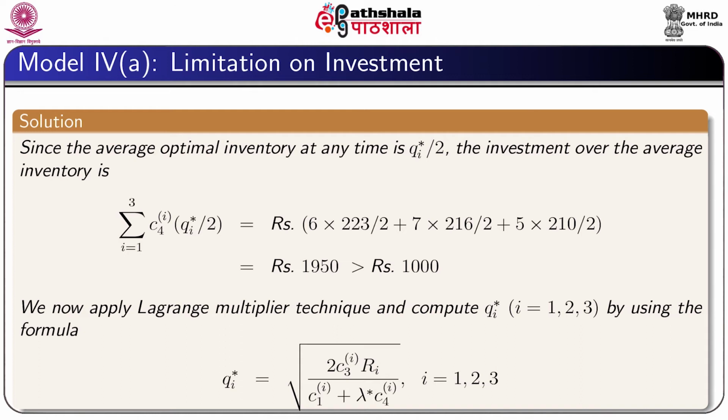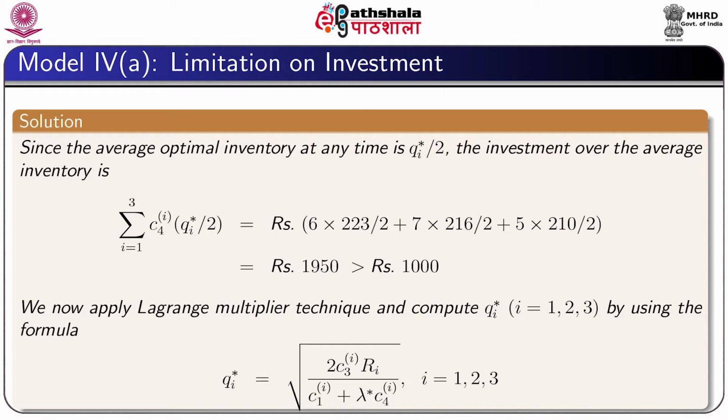But when we put these values in the constraint, we see that sigma C4i qi star by 2, which is the average inventory level at any time, that is, the sum for i equal to 1 to 3 of C4i qi star by 2, is equal to rupees 1950, which is greater than 1,000. Hence, the optimal values which we have obtained without considering the restrictions are not exactly the optimal values.